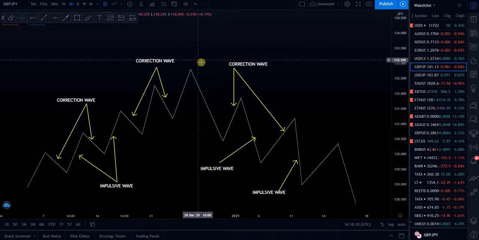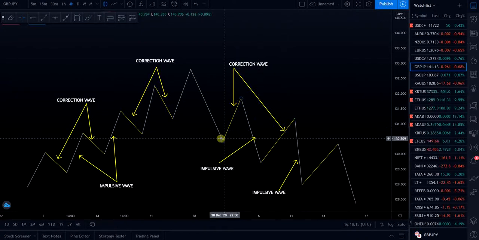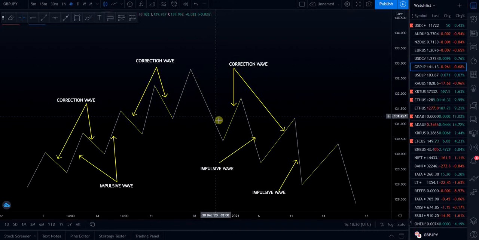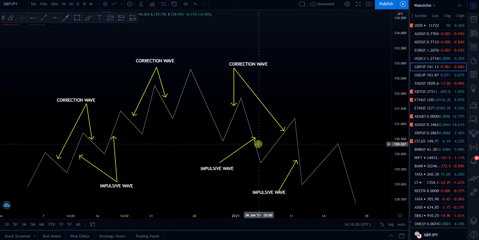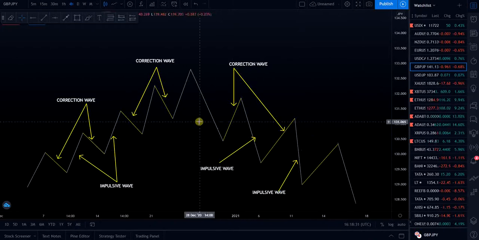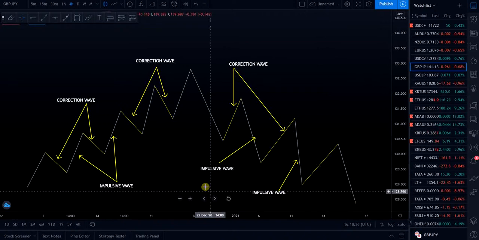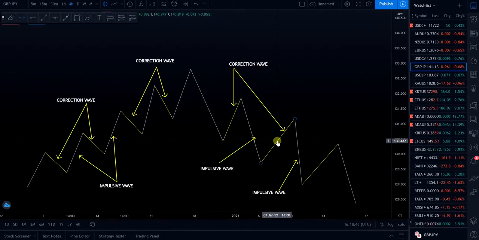And now we'll check with the bearish trend. These yellow lines are correction waves which are going against the trend, and the wave which is going with the trend is known as an impulsive wave. All these white lines are going in a downtrend because this is a bearish trend. So in a bearish trend, the lines going downward are known as impulsive waves, and the waves going against the trend, that means in an upside direction, are known as correction waves.